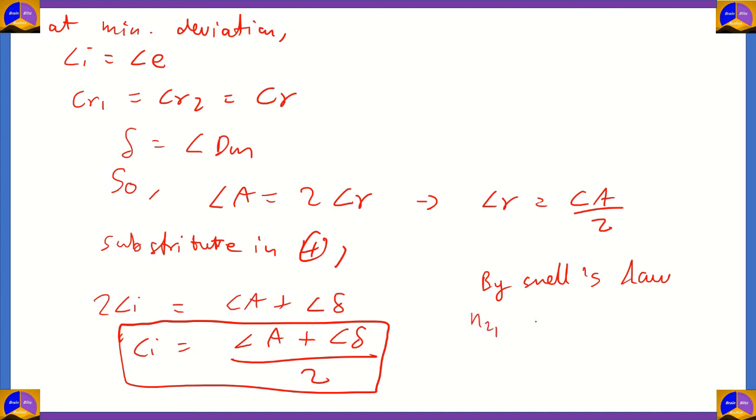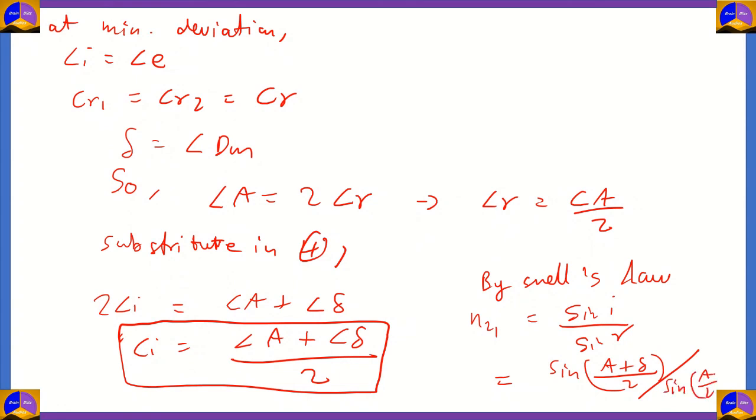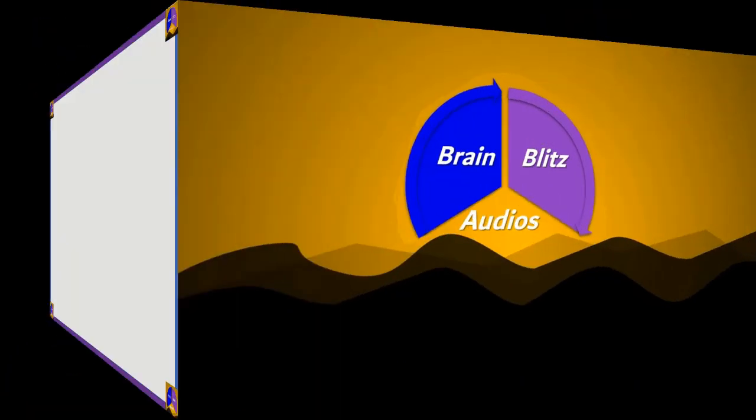By Snell's law, we can also find out the refractive index here. So that is sine I by sine R. So sine I will be equal to sine of A plus delta by 2, and sine R will be the same as sine of A by 2. So this will be the refractive index of medium 2 with respect to medium 1 in a prism at minimum deviation. So you can also find the refractive indices of the media if the angle of deviation and the angle of prism are given. So these formulas are very, very important, and that's why this derivation is extremely important as well.